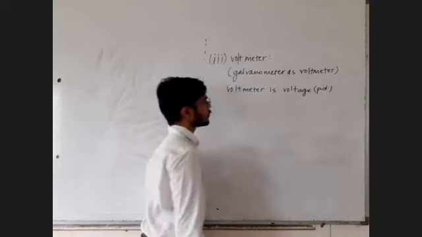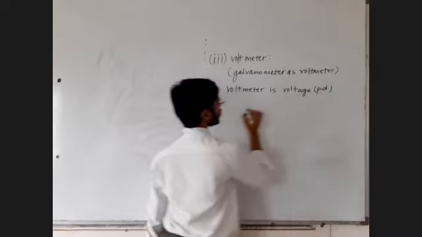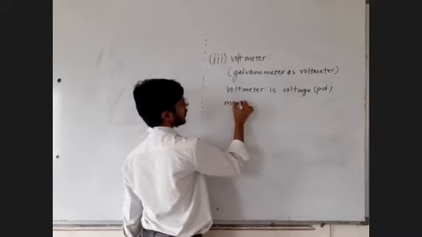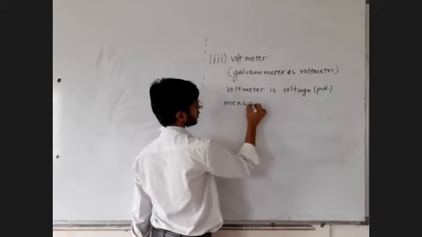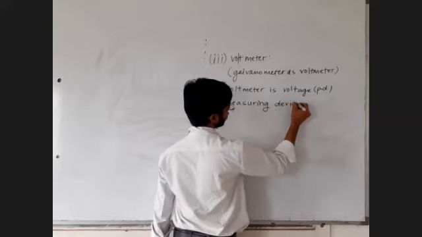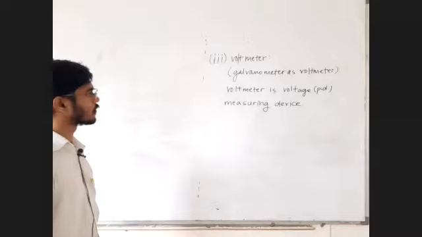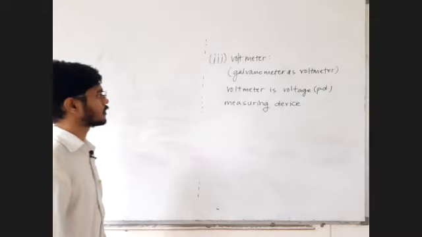This is valid, okay? In the exam also this is valid. Voltage means potential difference. It is a potential difference measuring device, a voltage measuring device. Voltmeter is a voltage measuring device.